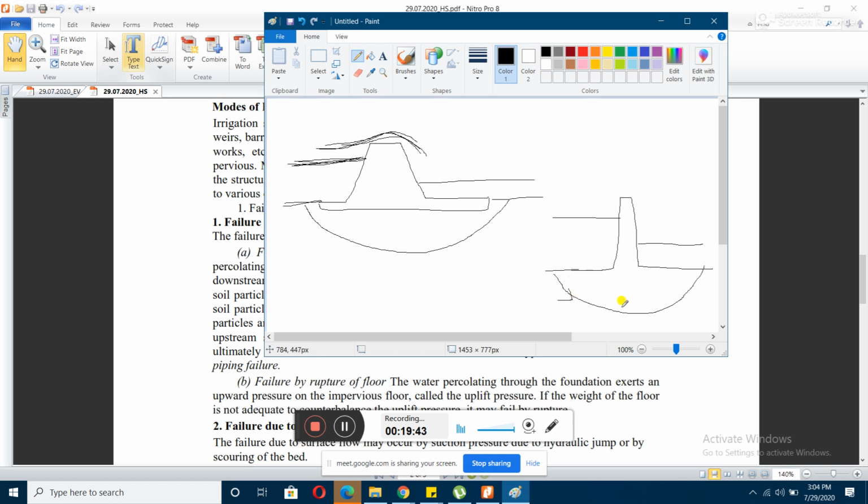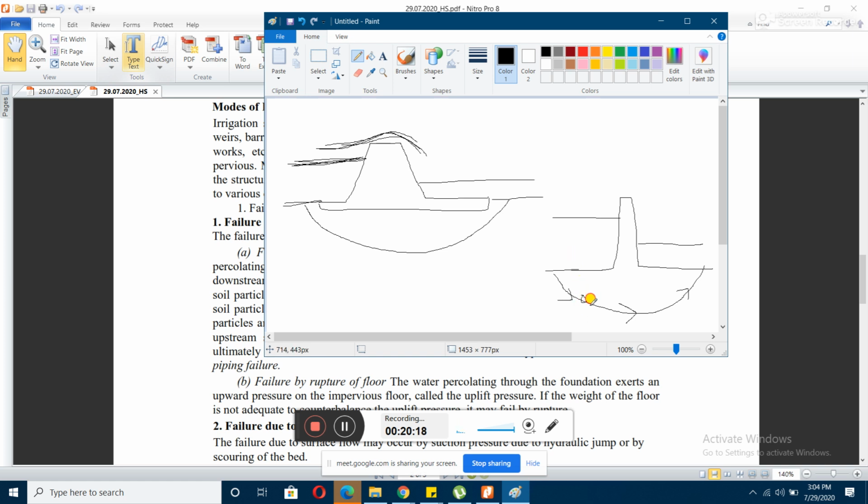Look, this is the way your water particles will seep through. This is the property you have studied in soil mechanics as seepage. Due to the difference in head, the head of water on this side is more than on that side, so the difference of head applies force on the particles.